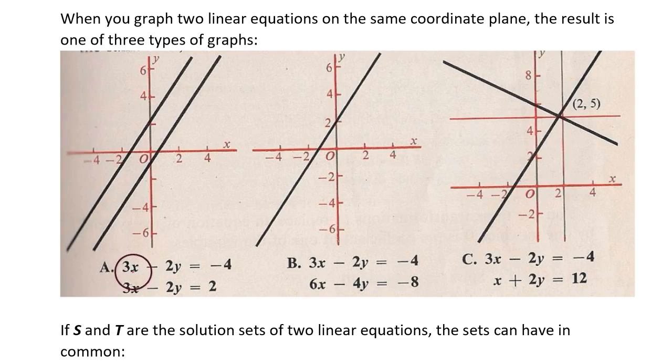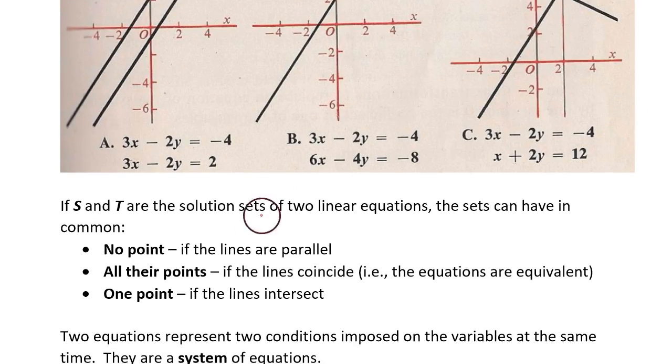In picture A, these two equations create these two lines which look parallel. In picture B, these two equations create coincident lines. The graph of the second equation lines up perfectly with the first equation. In picture C, these two equations create these lines that intersect at the point (2, 5).